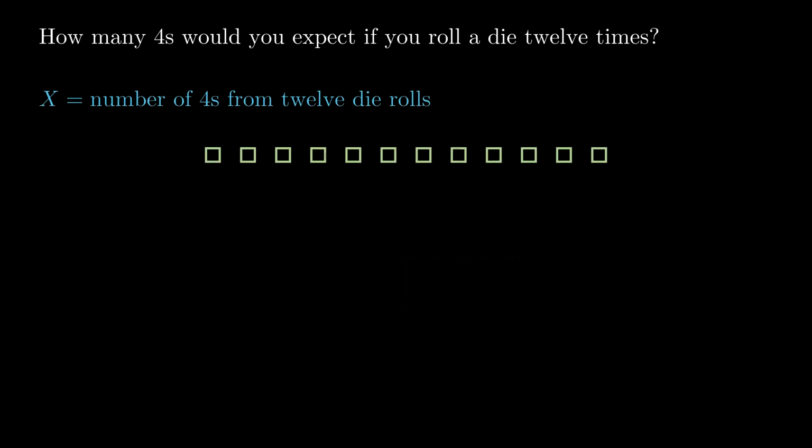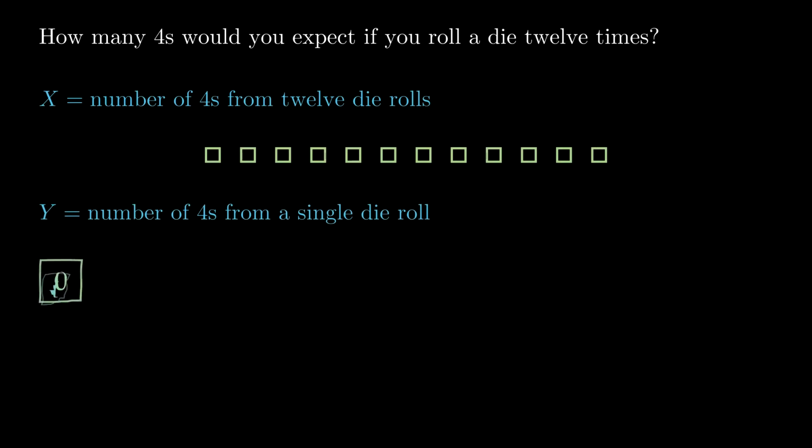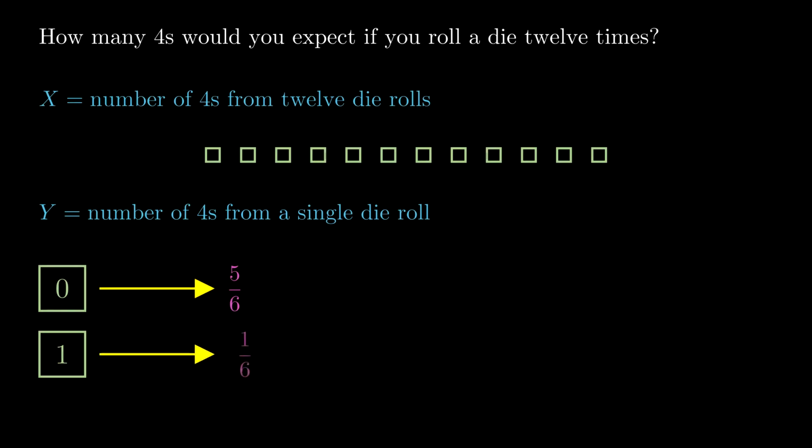Alright, because rather than think about all 12 die rolls at once, let's think about only one of them. Might seem silly at first, but we'll define a new random variable Y that counts the number of 4s he sees from only rolling that one die. Now the outcomes are really easy then. It can only ever give you 0 or 1, right? 0 if it misses the 4, which happens with probability 5 out of 6. 1 if it hits the 4, which happens with probability 1 out of 6.